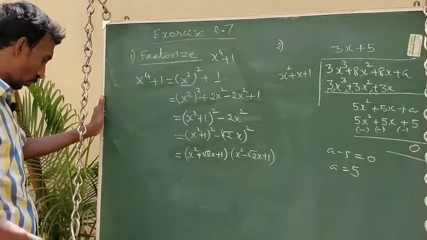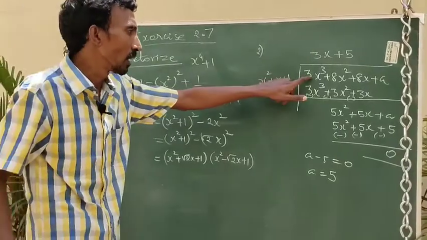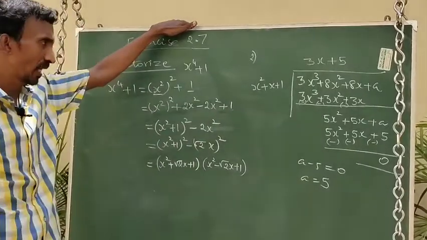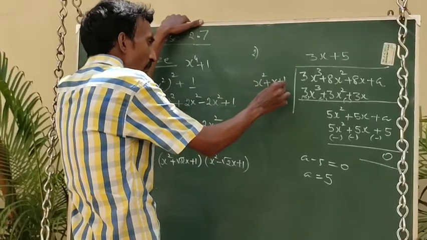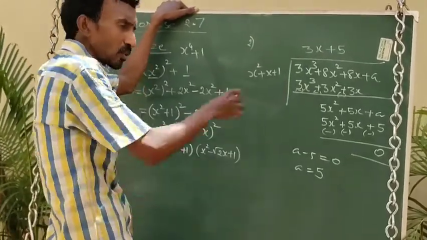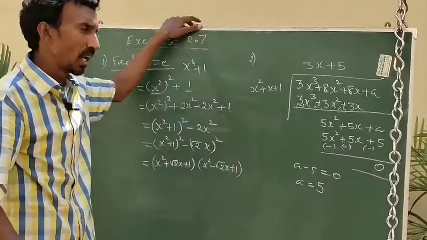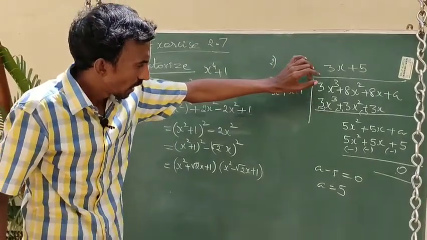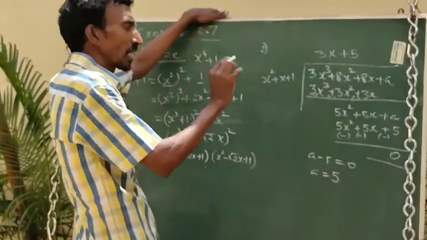Question number 2: if x square plus x plus 1 is a factor of the polynomial 3x cube plus 8x square plus 8x plus a, then find out the value of a. Simple. If x square plus x plus 1 is a factor of a polynomial, it divides the polynomial. So use the division method, and it divides means the remainder is 0. If we divide the polynomial by that factor, the remainder is 0. So we are using that concept.